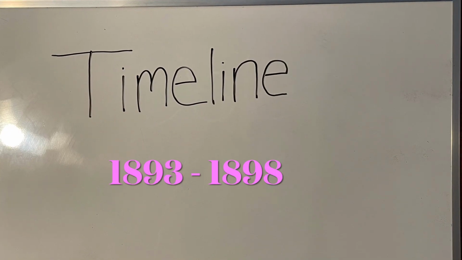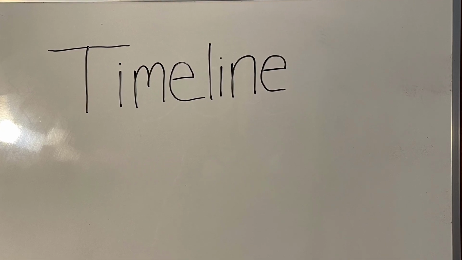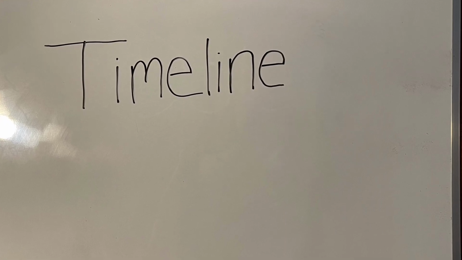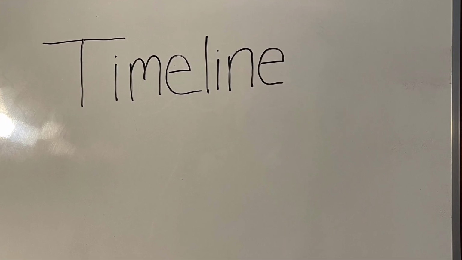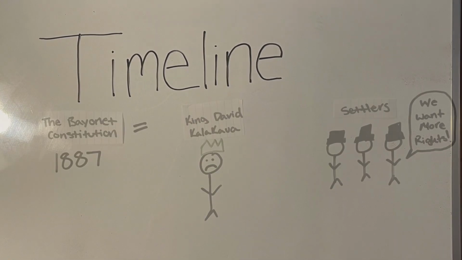Although I'll be focusing on events taking place between 1893 and 1898, there are a lot of important details that took place before and after that time, so I'll be explaining some of the key parts of what led up to this moment in history so we can have a better understanding of why these events took place.